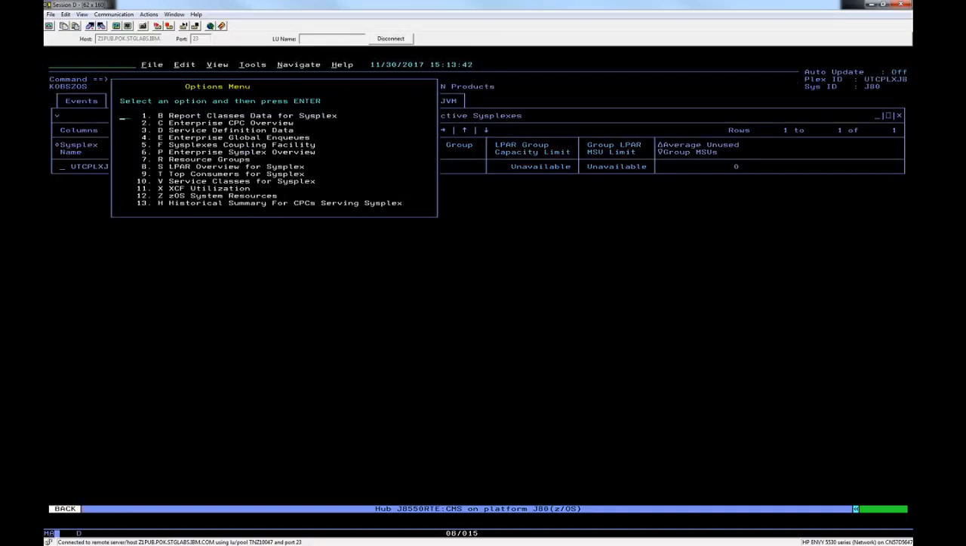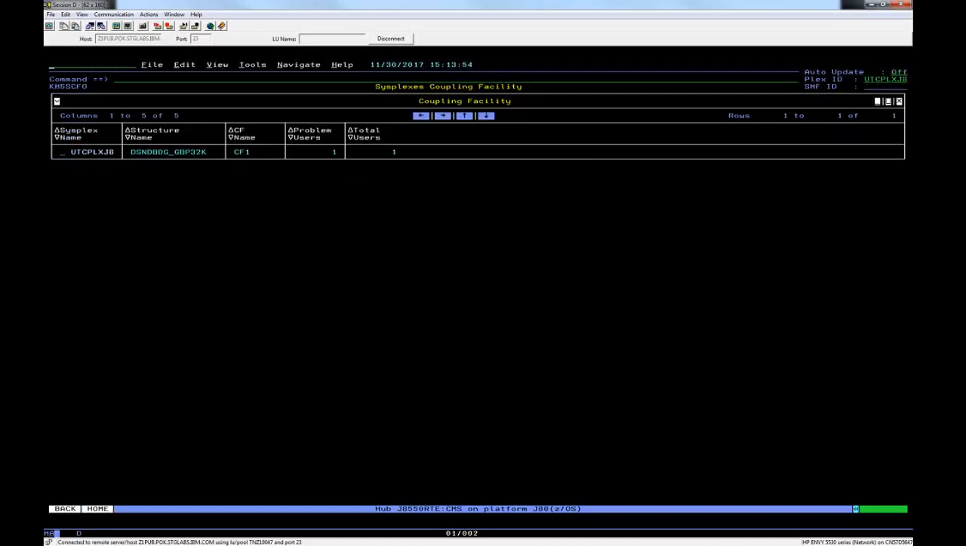Once again, we go to the options menu, and we can look at coupling facility, a very important part, obviously. By definition, the Sysplex has a coupling facility, and we supply many metrics on the coupling facility. Here we simply see the CF, but we have one coupling facility running, CF1.